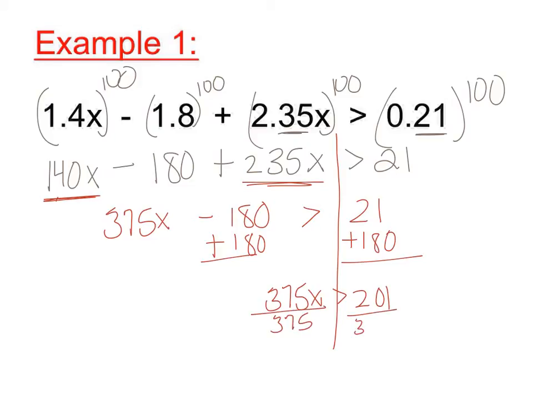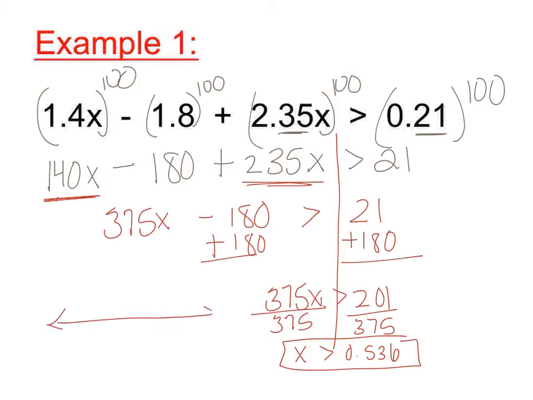Now remember, we started this inequality with decimals. We're likely to get a decimal answer. So I'm going to grab a calculator and I'm going to divide 201 by 375, and I get that x is greater than 0.536. So there's my inequality answer. Now let's go ahead and graph this.